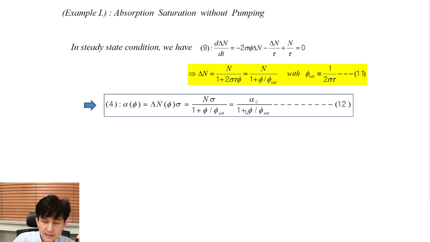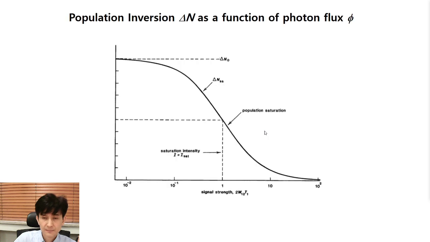When phi is low, we can consider phi equal to 0, then alpha becomes alpha 0. As phi becomes phi set, the denominator becomes 2, and absorption becomes half of alpha 0. So the saturation photon flux is the photon flux where the absorption coefficient becomes half of the original absorption coefficient. That's the physical meaning.